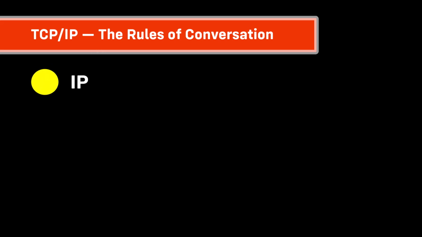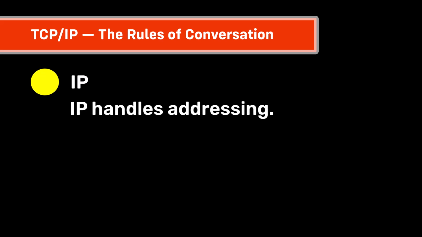Let's start with IP. The Internet Protocol handles addressing and routing. It's like the postal system. Every device on the internet has an IP address, and IP's job is to make sure data packets get from the source address to the destination address. But here is the thing about IP. It's unreliable by design. It's like sending a postcard. You drop it in the mailbox and hope it arrives. There is no confirmation. Packets can get lost, arrive out of order, or get duplicated. IP doesn't care about this. Its only job is to try to deliver the packet.